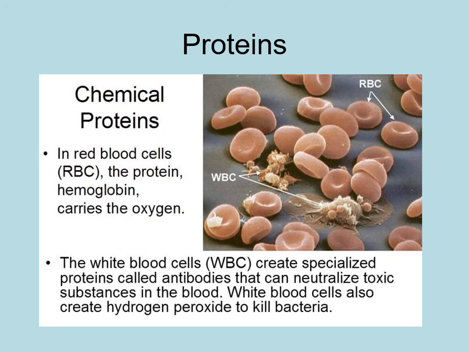Chemical proteins can be in your red blood cells, which have the protein hemoglobin, which carries oxygen, or in your white blood cells, which create specialized proteins called antibodies, which can neutralize toxic substances.